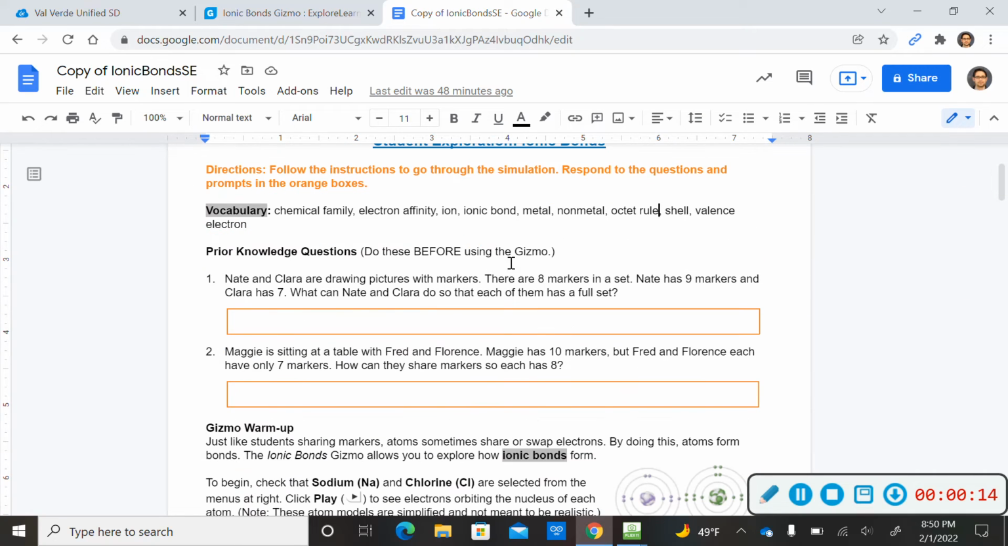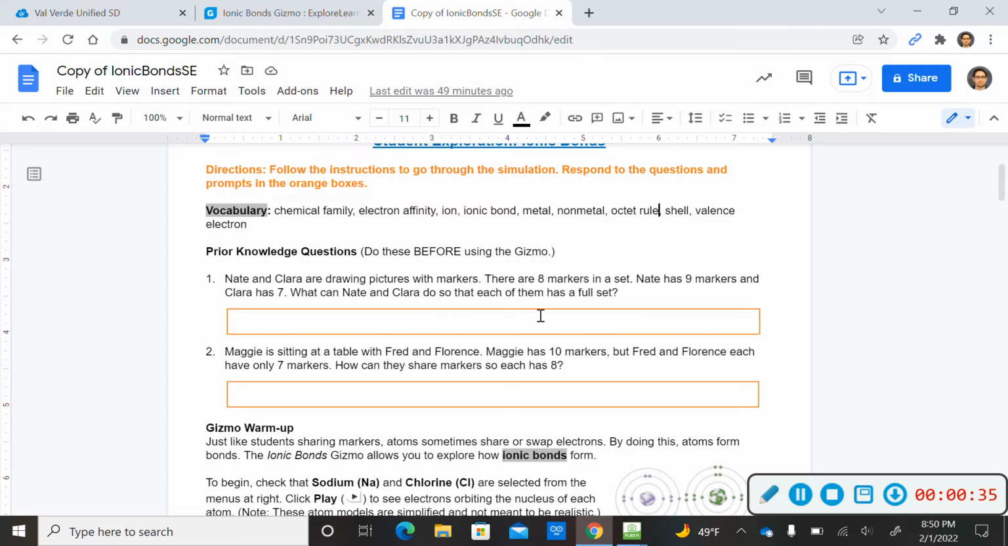So in this first section we're looking at this example of Nate and Clara and how they have markers. There are 8 markers in a set, Nate has 9 markers and Clara has 7 markers. So just to be clear, they each need 8 markers. So in this situation, what they need to do is pretty much exchange markers.